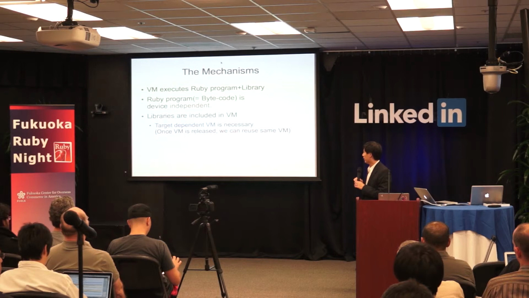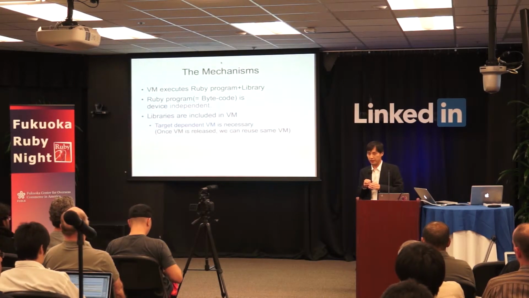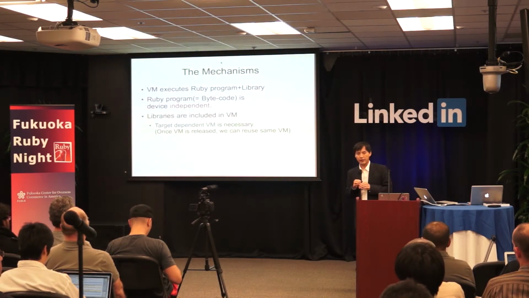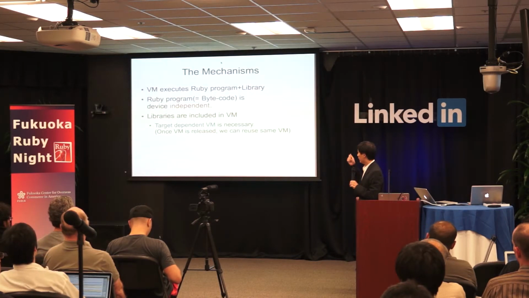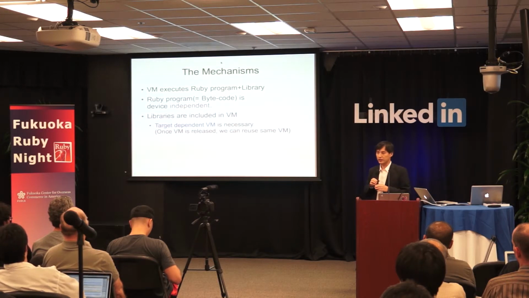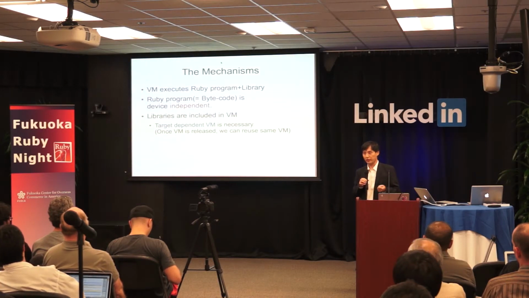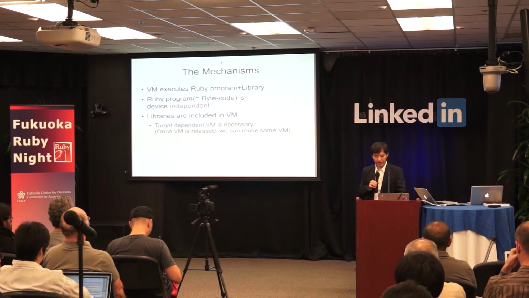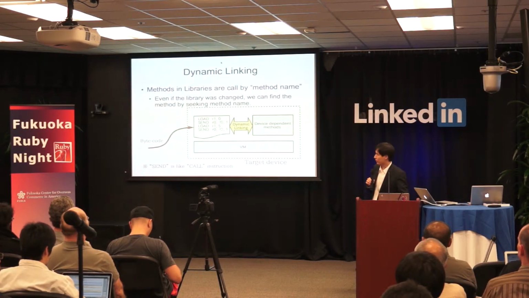Ruby consists of a Ruby program and libraries. The library is a target-dependent program, so hardware dependent. Sometimes some memory arrangement or restriction is contained in the libraries. But Ruby code is device independent, so once you write Ruby code, that code is portable across many target devices. We call it the mechanism of dynamic linking.